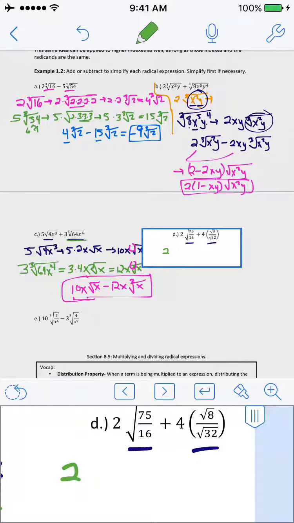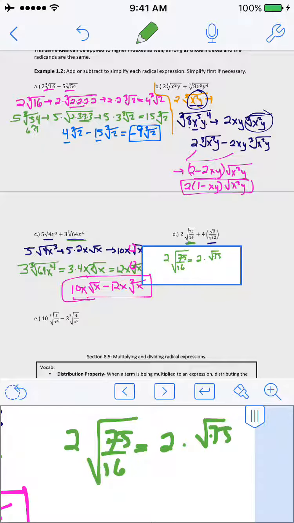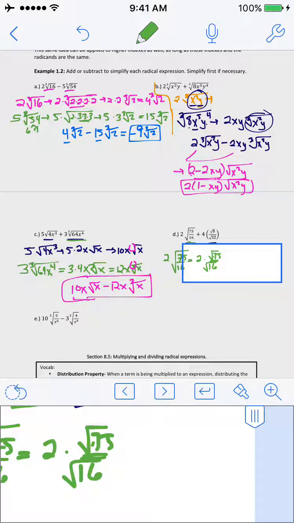Yeah. So I have 2. So this is the first one. I have 2 square root of 75 over 16. That's going to be 2 times square root of 75 over square root of 16, right? Square root of 75 is not a whole number, but that doesn't mean I can't reduce it, right?